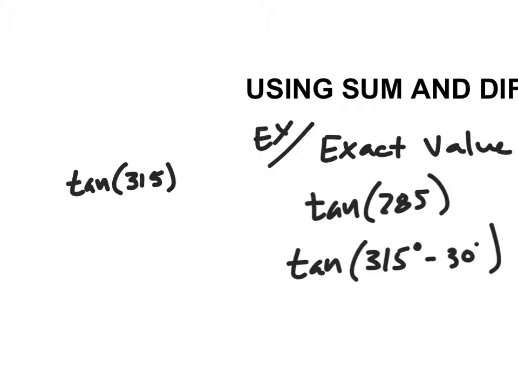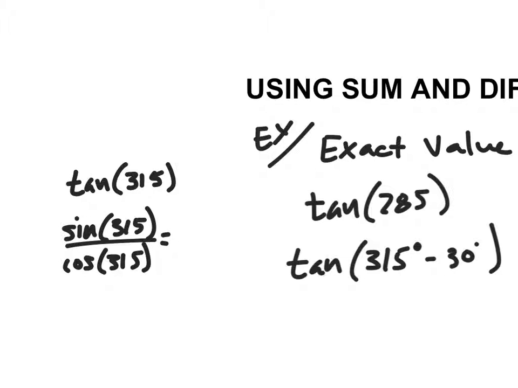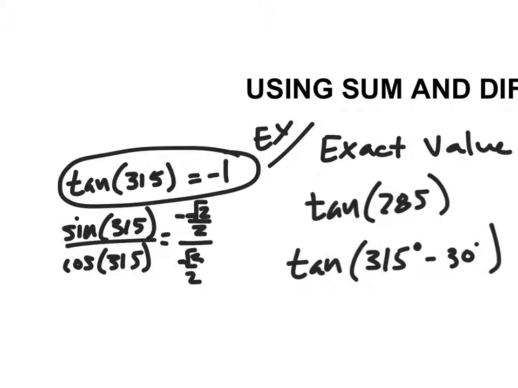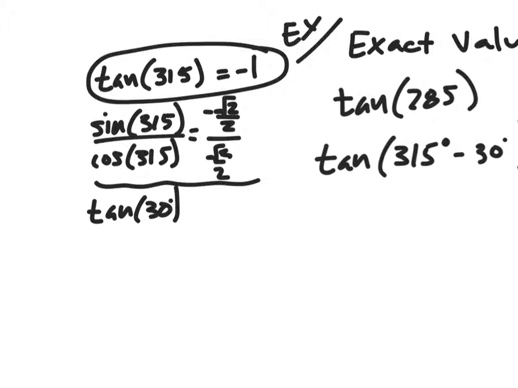Remember that's going to be sine of 315 over cosine of 315. So this is negative root 2 over 2 over square root of 2 over 2. Something divided by itself is just going to give us negative 1. Okay, so we have that value here. Let's do tangent of 30 as well, just so we're not doing that every time.